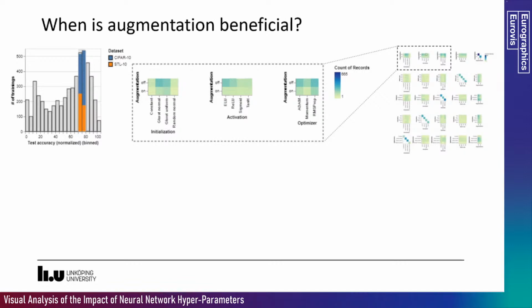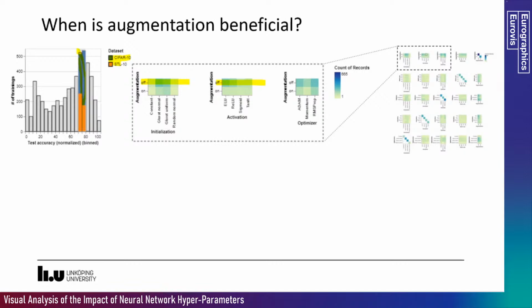By selecting only the more difficult datasets, CIFAR-10 and STL-10, we can explore the distribution of hyperparameter combinations across different test accuracies. If we only select trainings centered around the main mode of the performance, the most frequent training outcomes, we can see that no augmentation is most common.